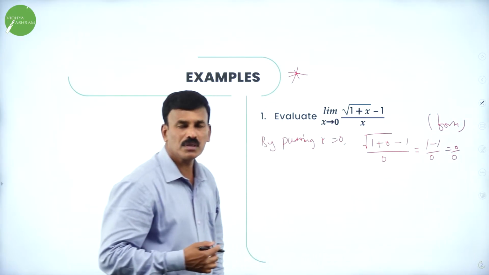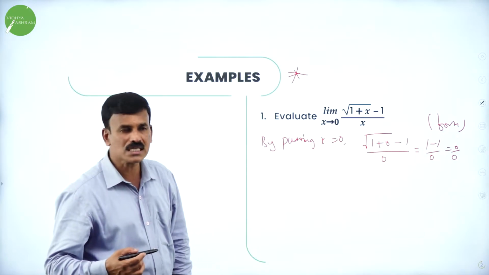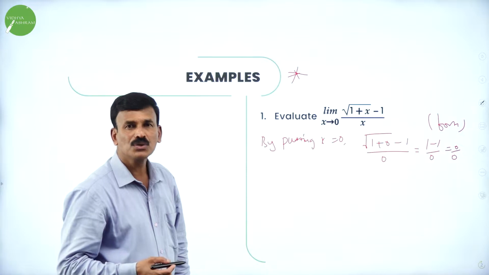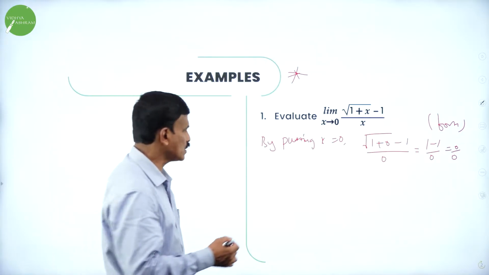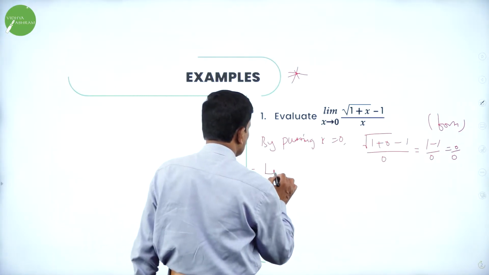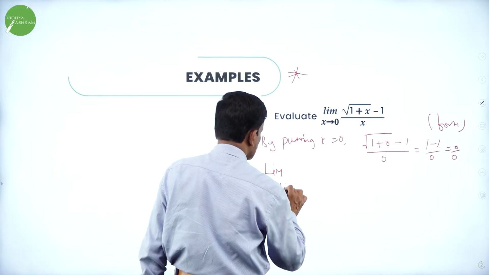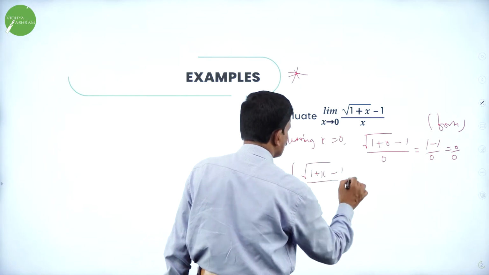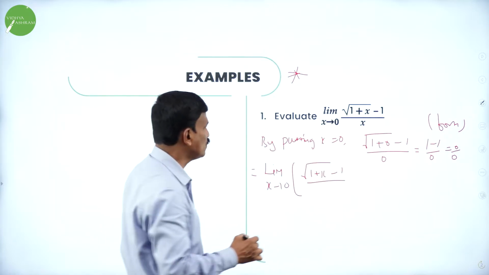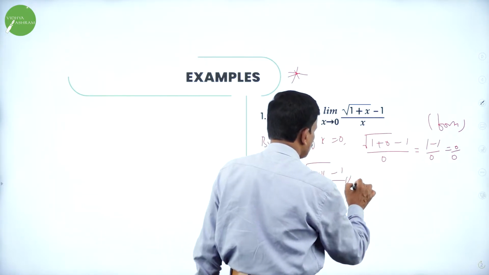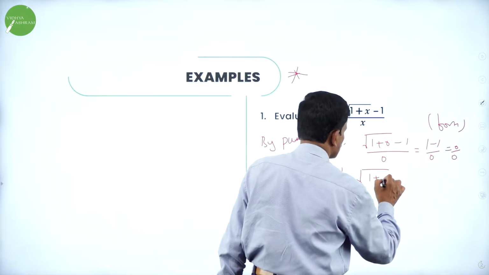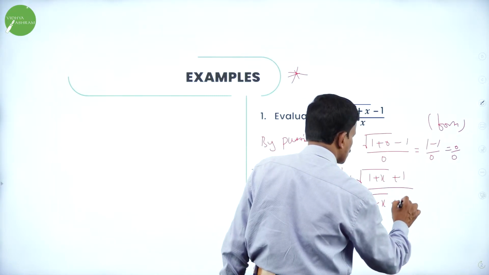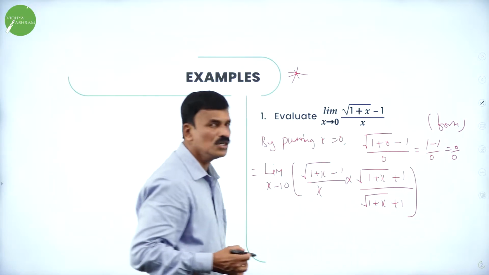So, whenever a problem like this is given, we have to rationalize. Just multiply both numerator and denominator by root of 1 plus x plus 1, rationalizing the numerator. So, that is limit x tends to 0 of, you just keep this as it is, root of 1 plus x minus 1 divided by x, multiplied by root of 1 plus x plus 1, divided by root of 1 plus x plus 1. That is rationalizing the numerator.